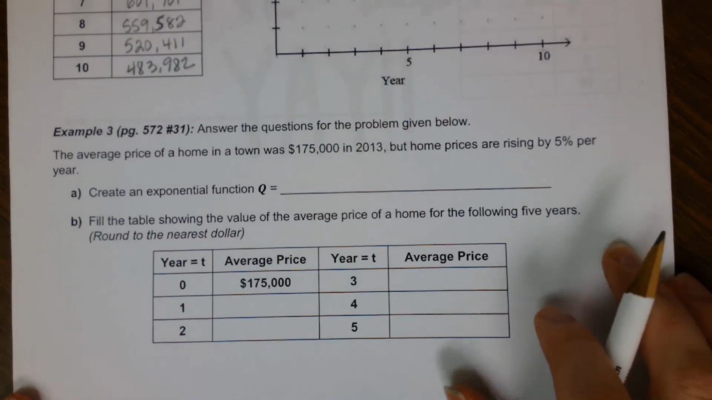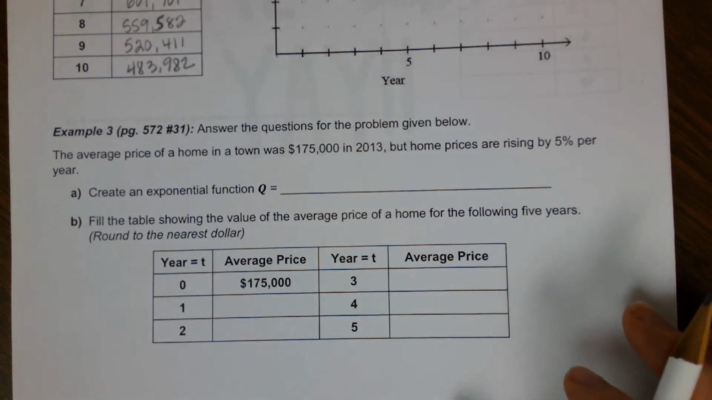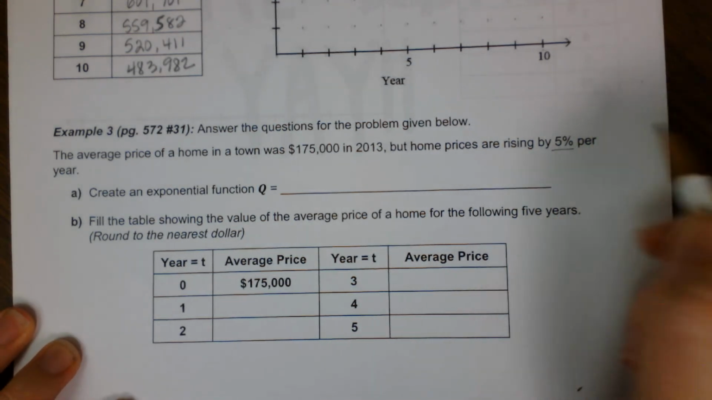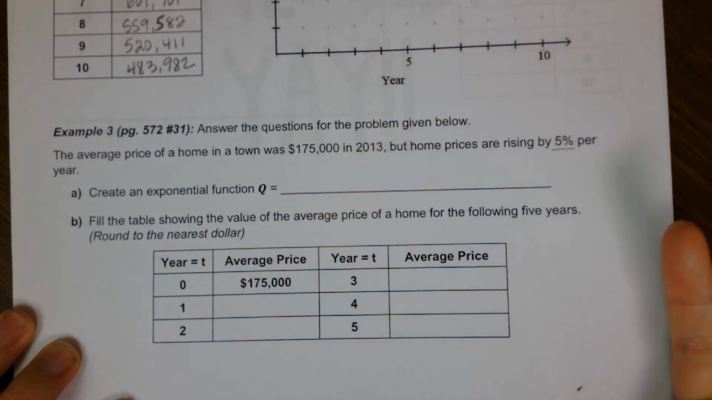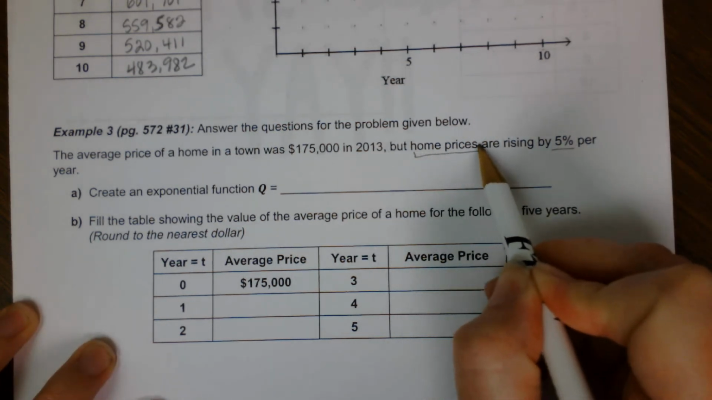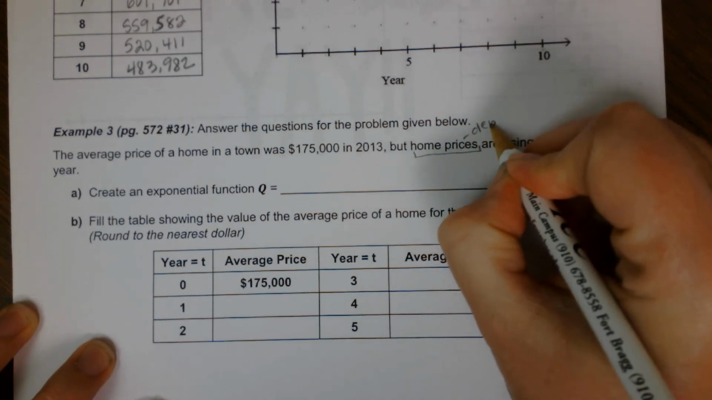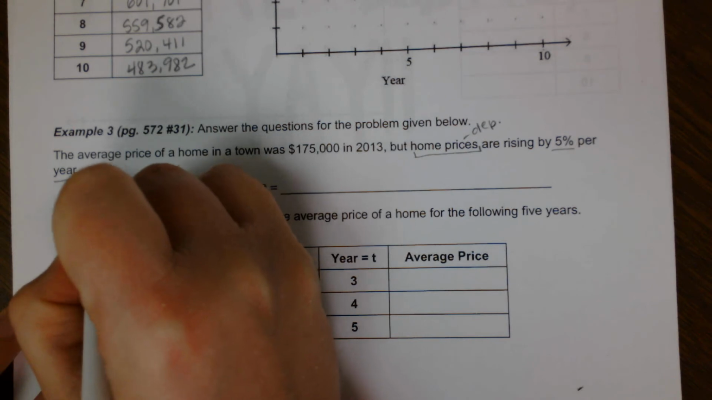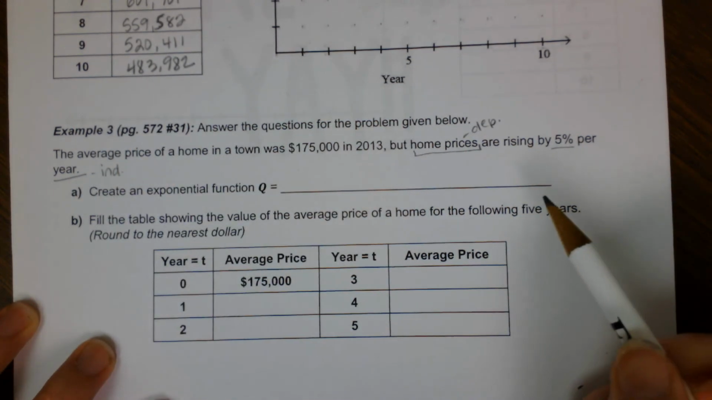Example 3. Answer the questions for the problem. Okay, so the average price of a home in a town was $175,000 in 2013, but home prices are rising by 5% per year. So it's rising by 5%, so it is indeed an exponential problem. And it's saying home prices are what's rising. So home prices are going to be my dependent variable. And it's per year, so the number of years is going to be my independent.